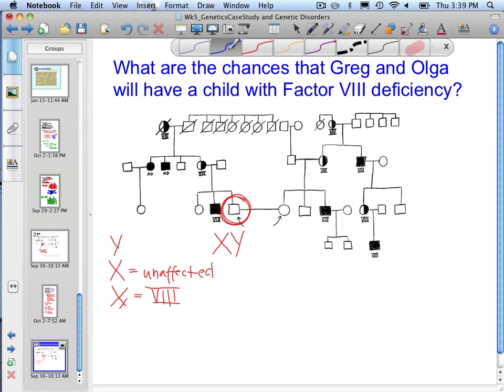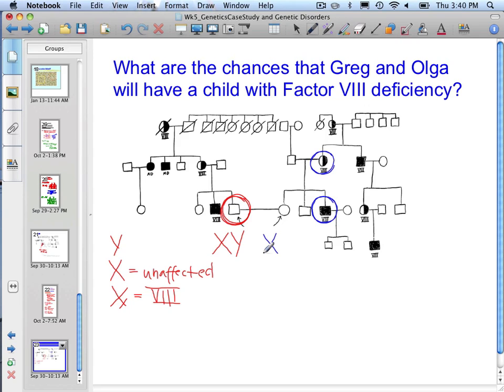All right, now let's talk about Olga, who's a little bit more complicated. We know that her mother was a carrier for factor 8 deficiency because we know her brother has factor 8 deficiency, and men always inherit sex-linked recessive disorders from their mother. So what that means is that Olga can either be a carrier for the factor 8 deficiency allele, or she can be homozygous dominant and not carry the allele. In order for us to find the probability of those two cases, we have to do a Punnett square.